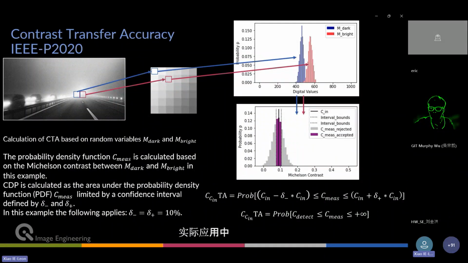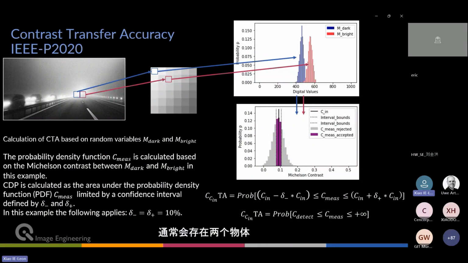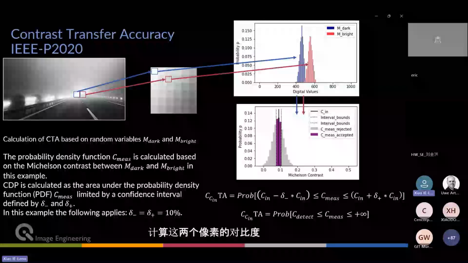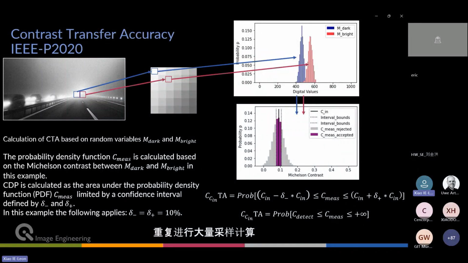So in real life, you have two objects. You have an object and the background, and that can be simulated with a test target where you have these patches. That forms two distributions: the distribution dark and the distribution bright. That is just like a histogram for these two distributions. Now you go pixel-wise, and from distribution dark and distribution bright, you take one pixel each, and then you calculate the contrast between these. Then you do that repeatedly, over and over again, and that gives you a probability density function.